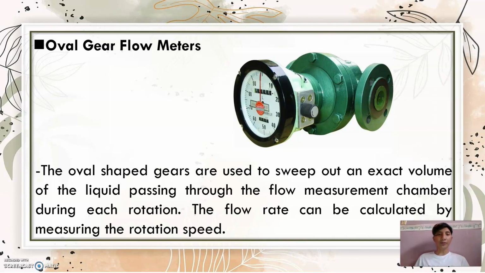Oval gear flow meters. The oval-shaped gears are used to sweep out an exact volume of a liquid passing through the flow measurement chamber during each rotation. The flow rate can be calculated by measuring the rotation speed.